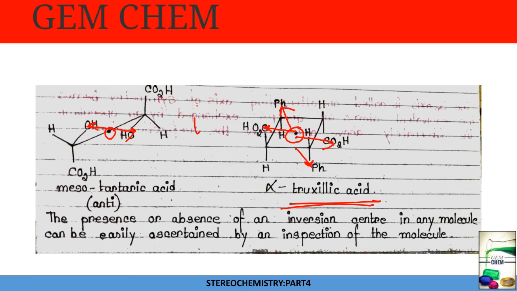So the presence or absence of an inversion center in any molecule can be easily ascertained by an inspection of the molecule. Okay, so it is easy to obtain. This is the easiest one.